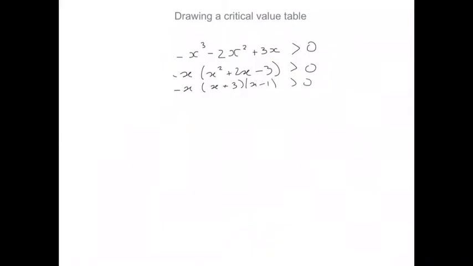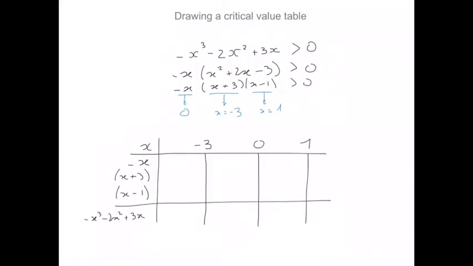So you see that now we have factorized the expression and we get three different factors. Each of these factors is going to give us a critical value. So this critical value is obviously going to be 0. The second one, x plus 3, is going to be 0 when x is minus 3. And this one is going to be 0 when x is 1. So let's draw the critical value table.